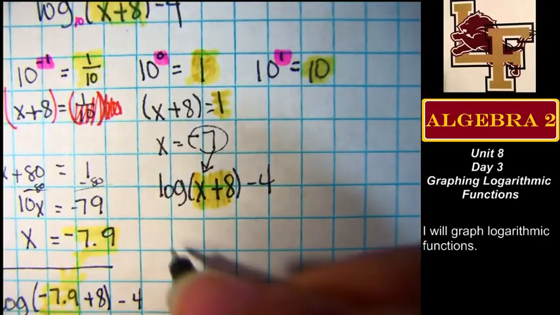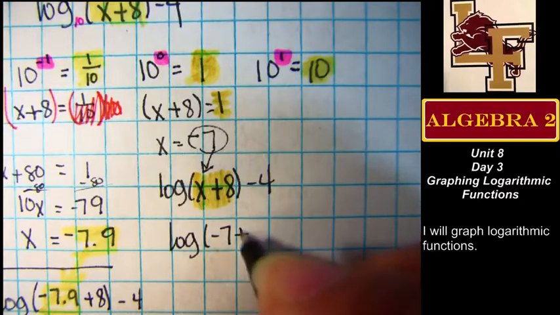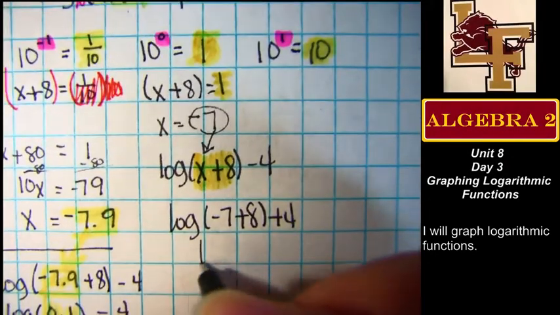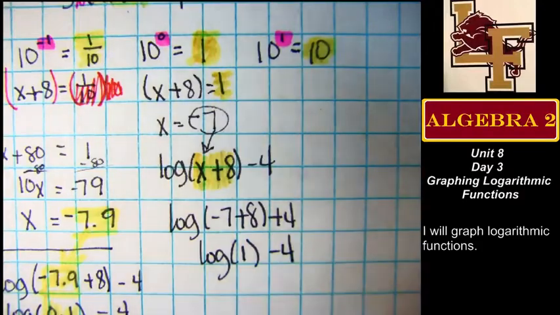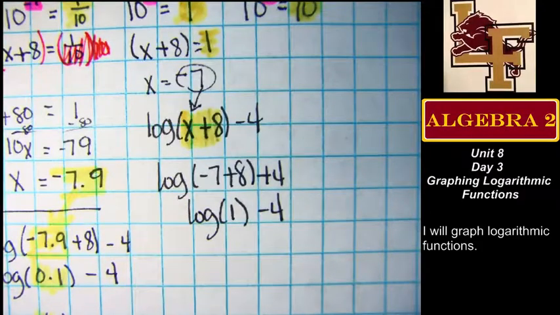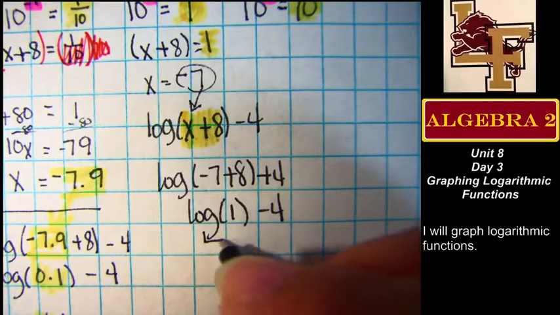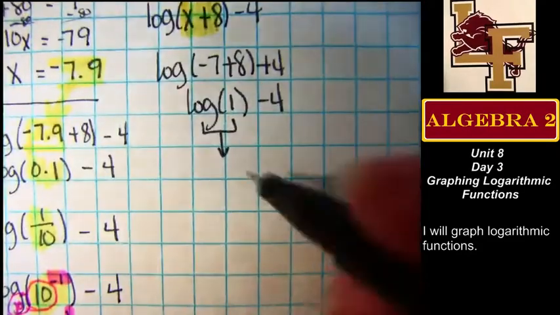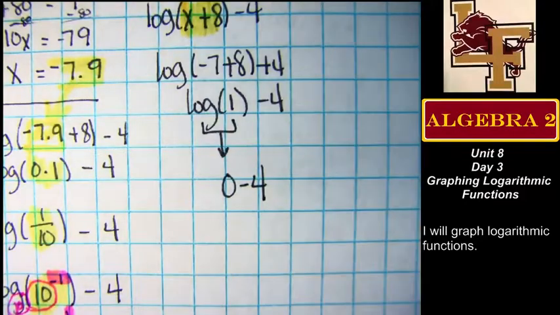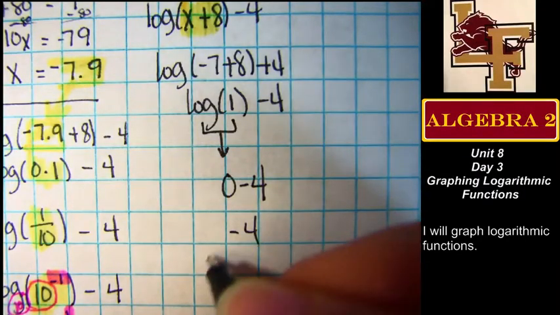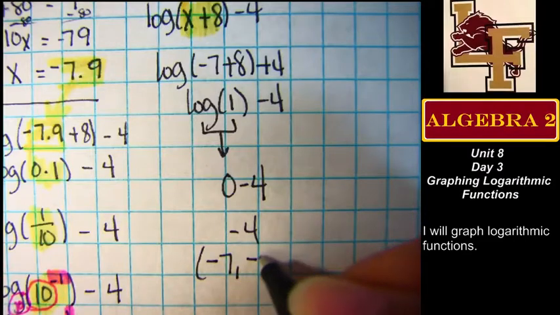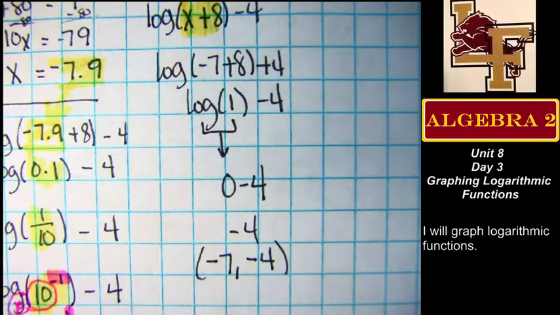Okay? So I can go from here directly to here. The log of any base of 1 is 0. Leslie, we're okay with that? Yes. So this is negative 4, and my point is going to be negative 7, comma negative 4. I have 2 points so far. I'm going to highlight them so I don't lose them later.